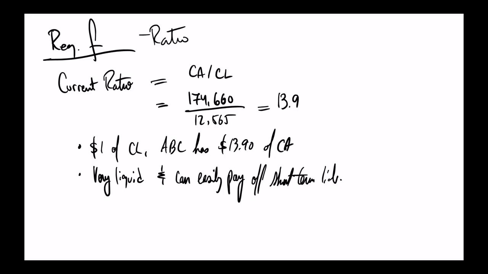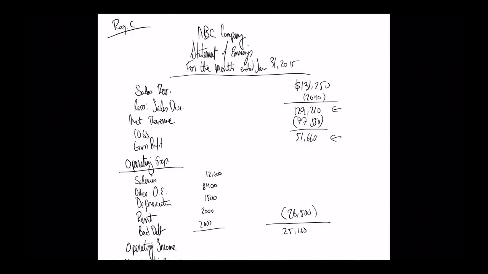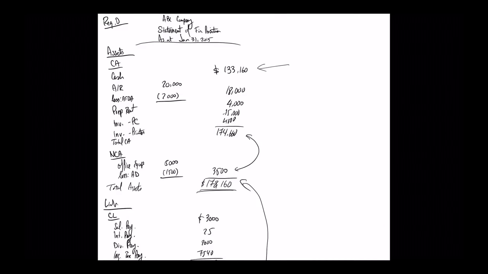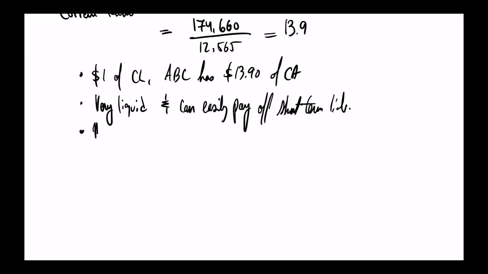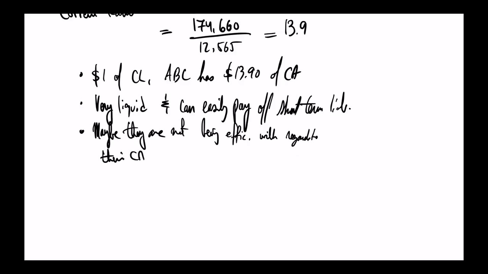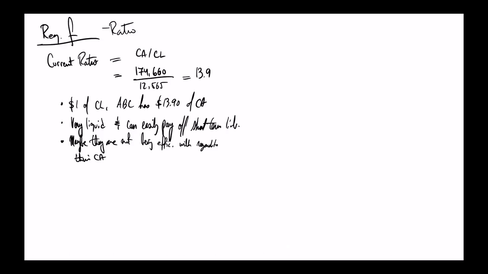And we could also say they have a lot of current assets. If you look at their balance sheet, they have $133,000 of cash, which is the bulk of their current assets. So we could say maybe they are not being efficient with regards to their current assets. They could be using their assets more efficiently because all that cash is just sitting there.